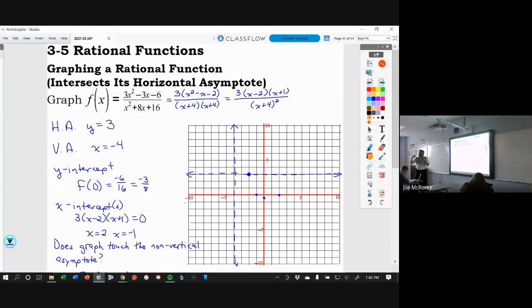And guys, that's just putting some thought into what's going on. Will this graph anywhere else touch the horizontal asymptote? No. Why? We found the one value where it touches. That's it. There's only one. Could there be more than one? Yeah, there could be. Does this one have more than one? No.